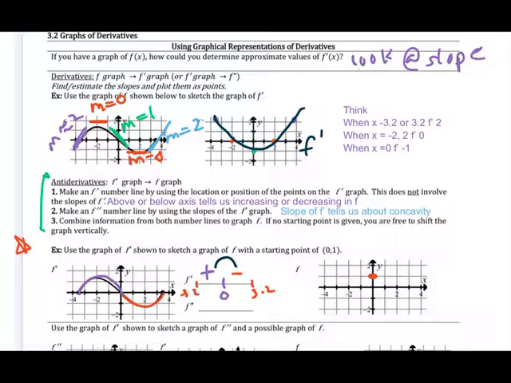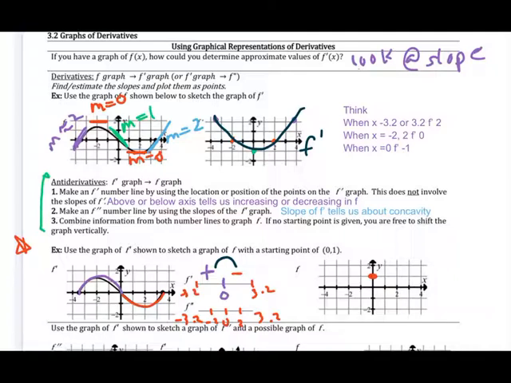When we're looking at the second derivative, we are going to analyze the behavior along the graph of the derivative. So I'm going to start by identifying points that I'm going to look at. My ends are still going to be -3.2 and positive 3.2. It also looks like some interesting things are happening with the slope at positive and negative 2 and at 0. So I'm going to analyze the behavior between those numbers.